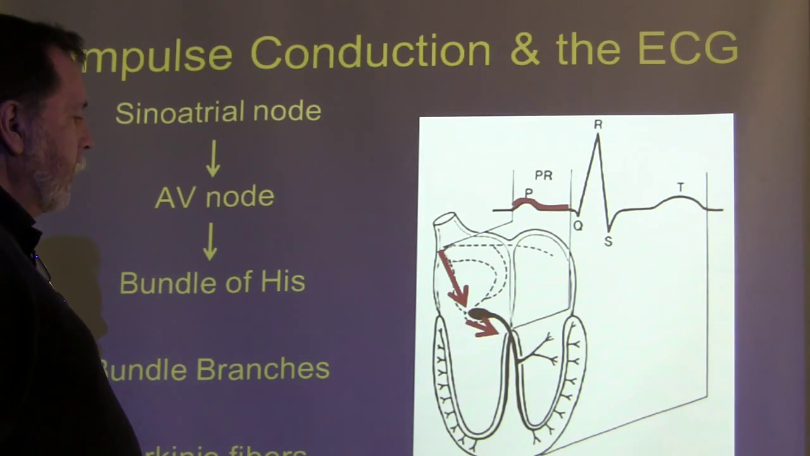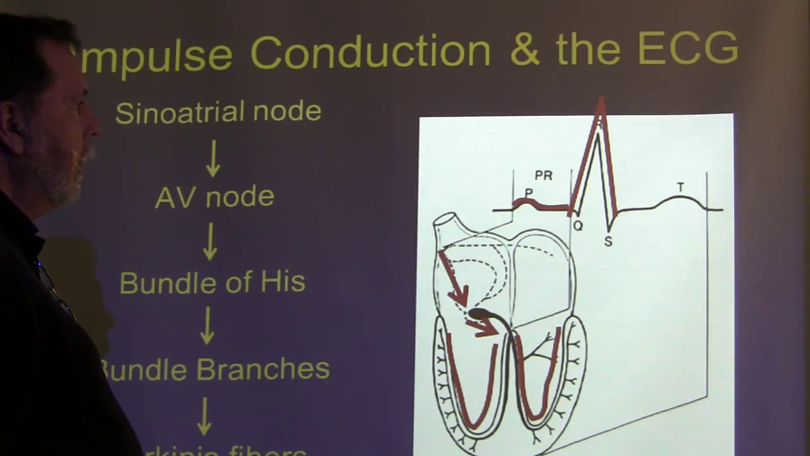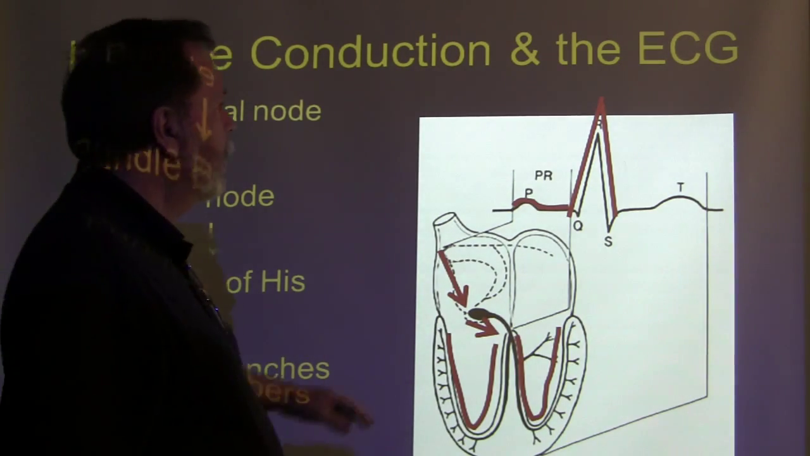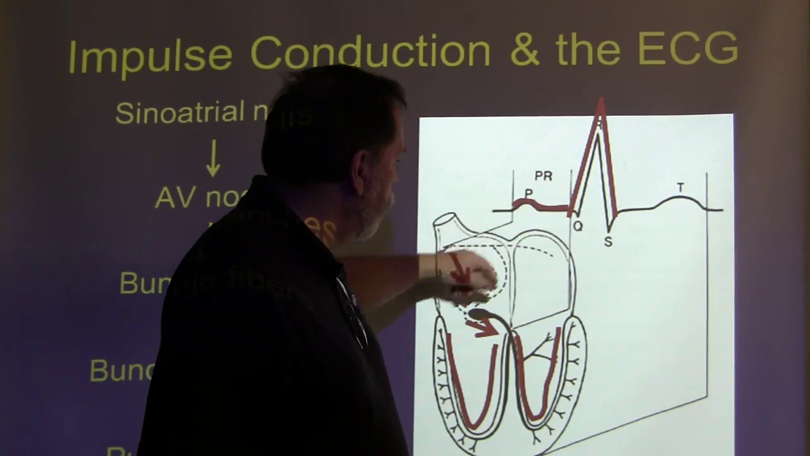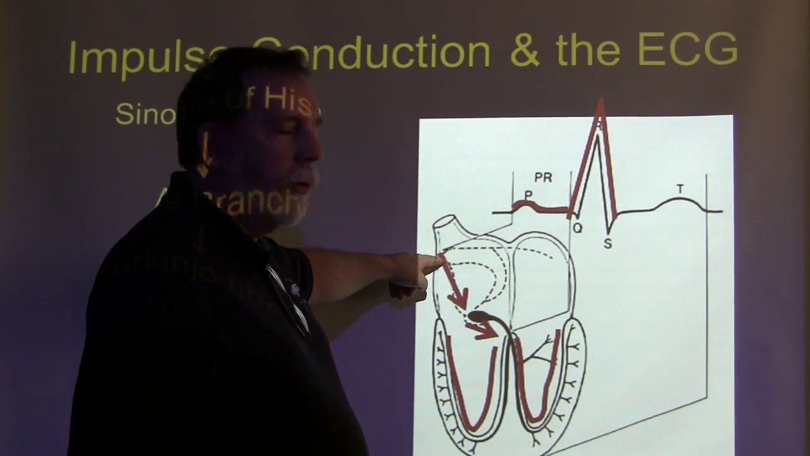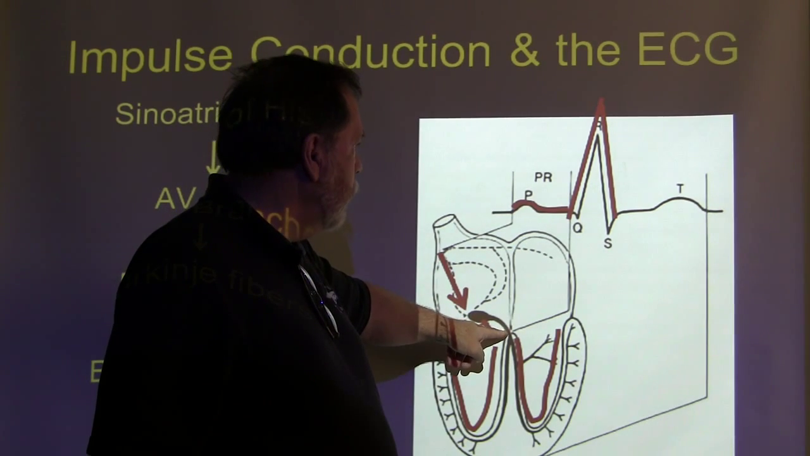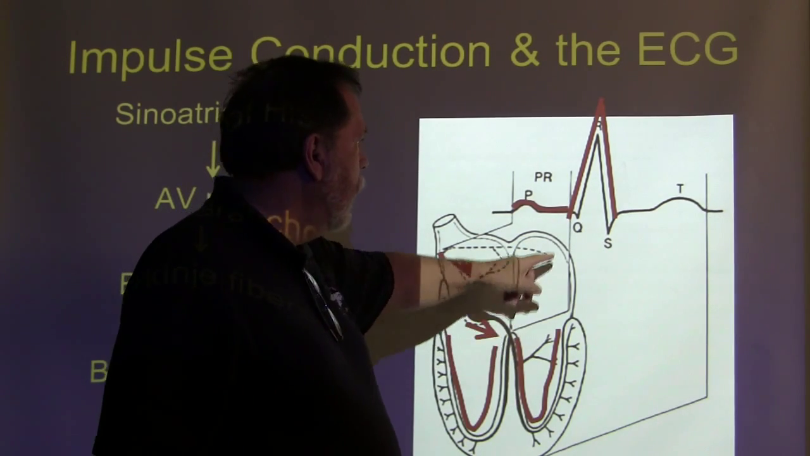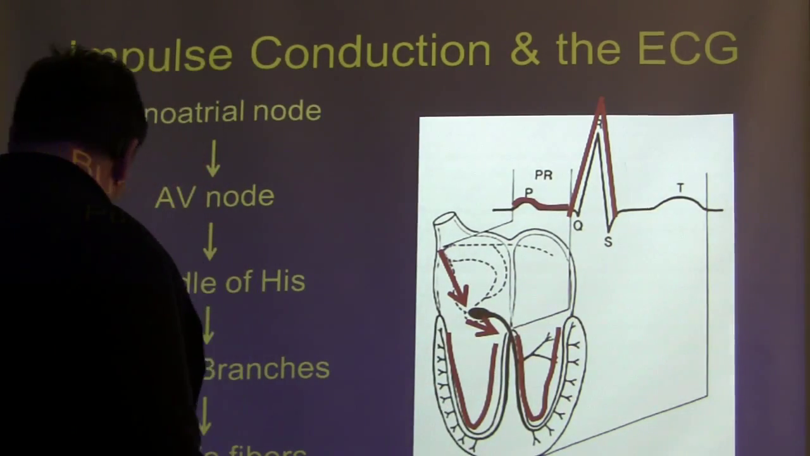Okay, here again is the natural progression of our electric signal through the heart. And we see the associated waves on the QRS over here. The PR interval represents the amount of time from the time the SA node fires till it gets past the AV node. And then the QRS represents depolarization time for the ventricles.